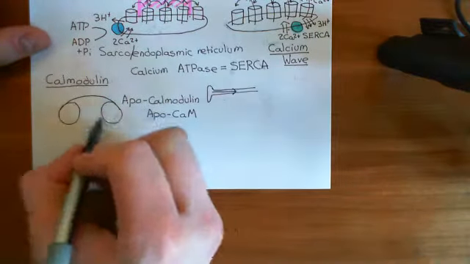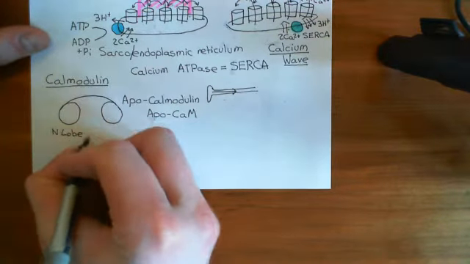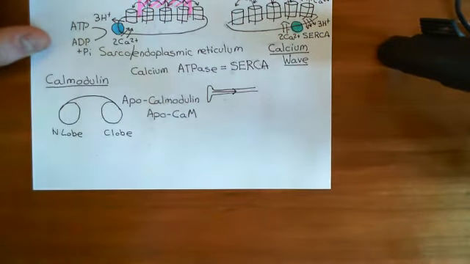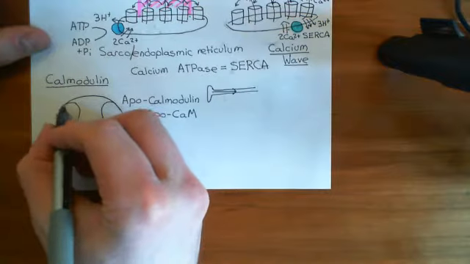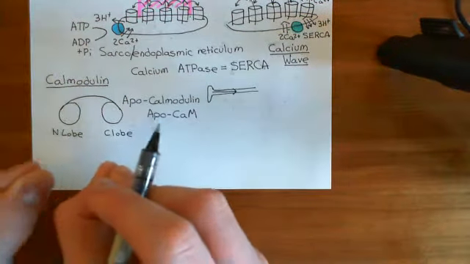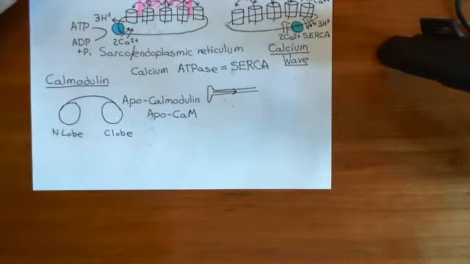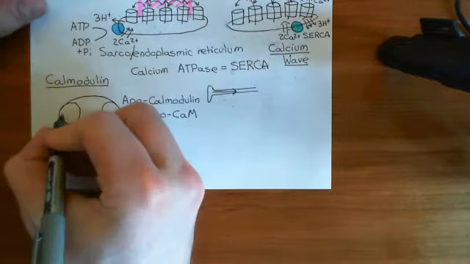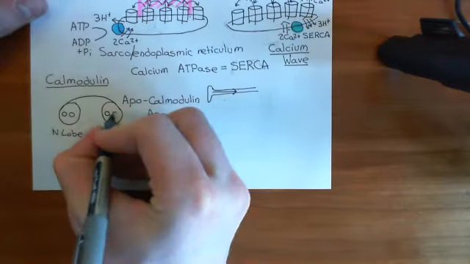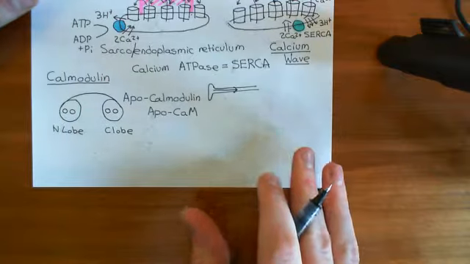Now, apocalmodulin has 2 lobes, okay, the N lobe and the C lobe, okay? And basically, in the unbound state, when you have no calcium bound, it's in this sort of hunched over shape. The 2 lobes are sort of bent back towards one another, basically, and there's this hunch in the structure of the molecule. Okay, now each of the lobes has 2 calcium binding sites on it. So the N lobe has 2 calcium binding sites, and the C lobe also has 2 calcium binding sites.